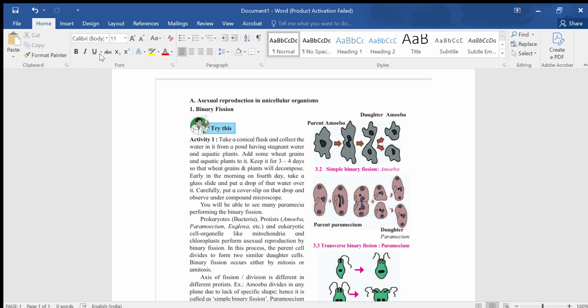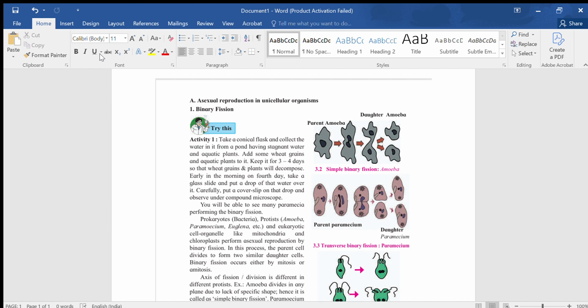So we know that there are two types of reproduction, which are asexual and sexual. In asexual reproduction there is only one parent available, and today we will cover the topic of asexual reproduction in unicellular organisms.